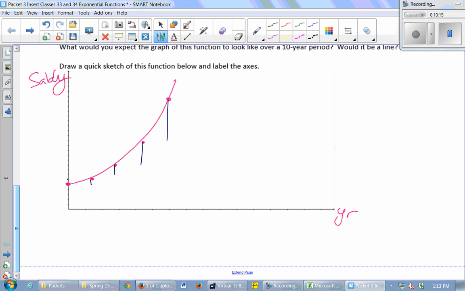So these purple lines are representing the amount of my raise, right? If the raise amount was the same every year, those purple lines would have to be constant. They would be the same. So this is what we call exponential growth.